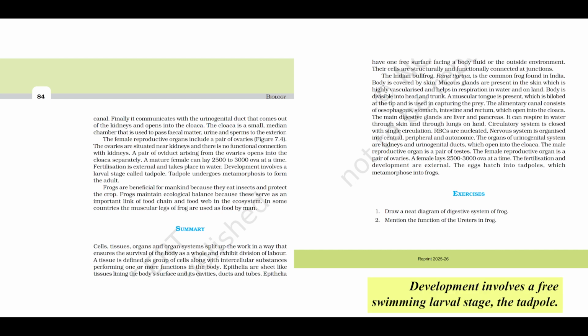Development involves a free-swimming larval stage, the tadpole. It's entirely aquatic, breathes through gills, and looks very different from the adult. The tadpole then undergoes a significant transformation called metamorphosis to become the adult frog. During metamorphosis, it loses gills and tail, develops lungs, grows limbs, and its digestive system adapts for carnivory, a fundamental change. This life cycle is a common topic.